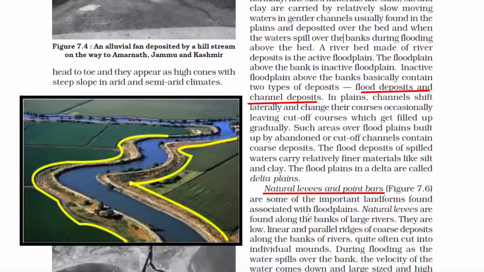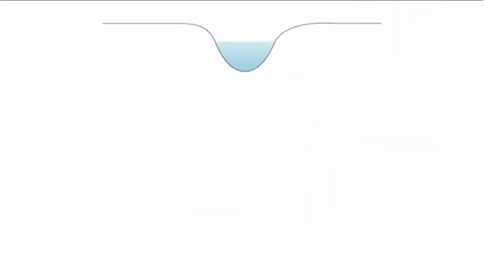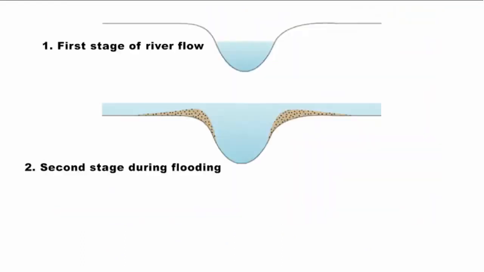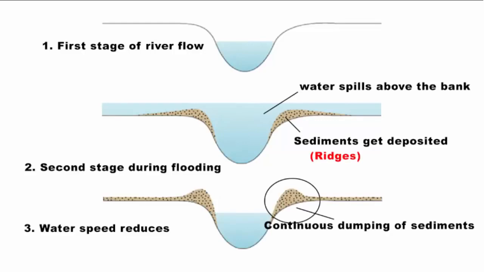You see this picture? This is what natural levees are. Natural levees are found along the banks of large rivers. They are low, linear and parallel ridges. During flooding, as the water spills above the bank, the velocity of the water comes down and large size and high specific gravity materials get dumped in the immediate vicinity of the bank as ridges. They are high near the bank and slope gently away from the river. So always remember, the meaning of the word ridge is a long narrow land which is uplifted. And here it happens because of deposition.